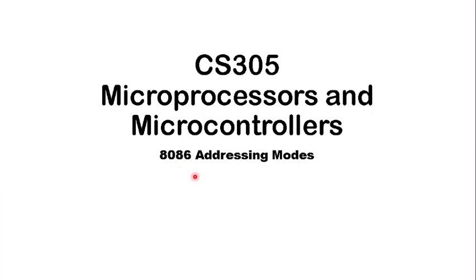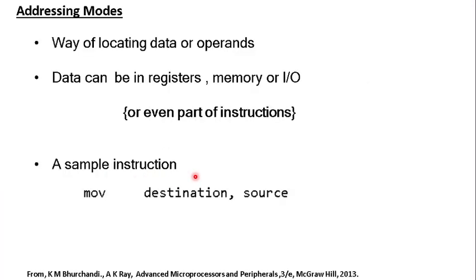Now we will look at various 8086 addressing modes. So what are addressing modes? Addressing modes are ways of locating data or operands. And where can these data or operands be? They can be either in registers or memory or in IO devices, or even can be part of instructions themselves. So we will see what are the various ways of taking out these operands at all these locations.